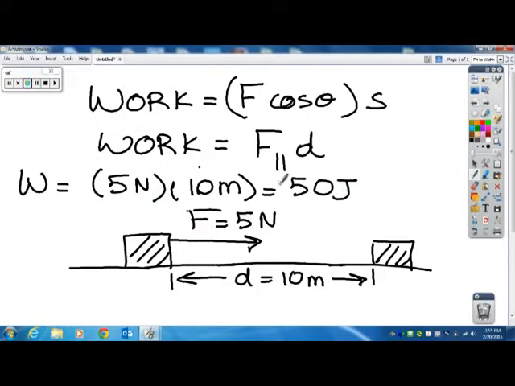It's going to be a little bit clear in the next example that I'm going to give you, in which the object is being pulled to the right, but the force is not going to be parallel. I'll show it to you. It'll be at an angle theta.